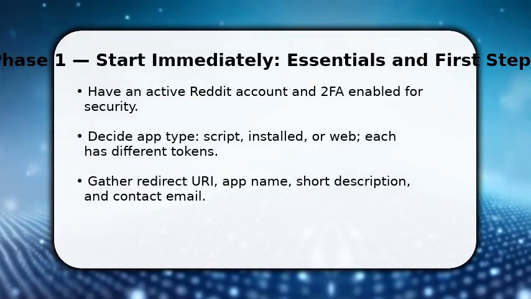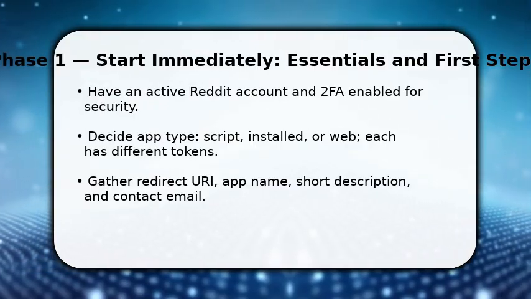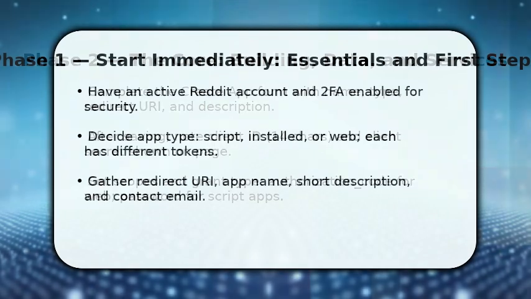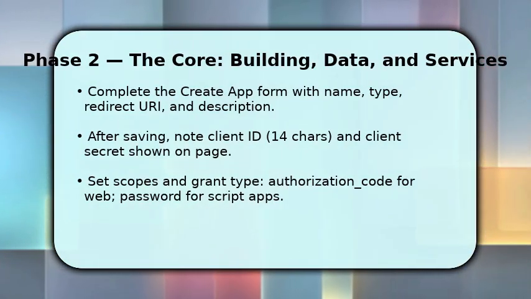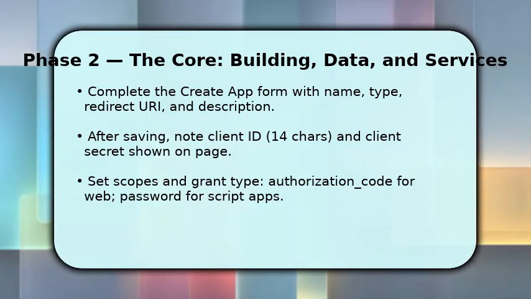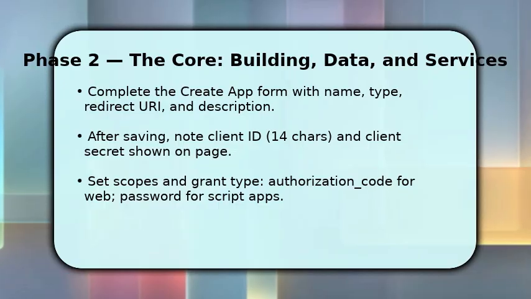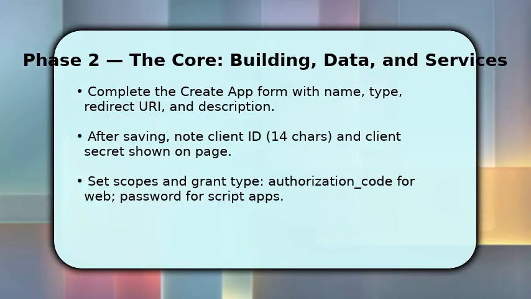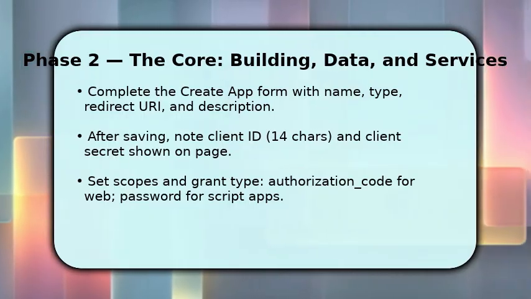begin filling the form. Continue by filling the Create App form precisely, because fields map to OAuth flows. Enter your redirect URI exactly, since mismatches cause auth failures. Pick scopes that match needed access, like read or submit. Once saved, copy the client ID and client secret immediately. Client ID is visible on the app card, and secret appears once.